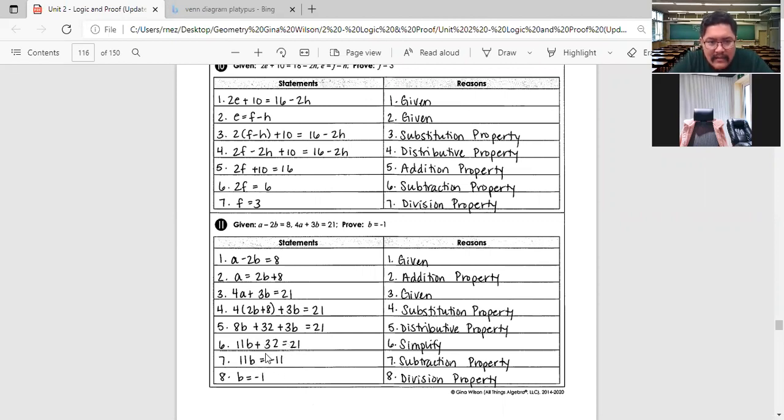11b, and then let's see what happened here, subtraction. So it looks like we subtracted 32 from both sides. Subtract 32 and you get negative 11 here and 11 there. And then divide both sides by 11. So since we divided both sides to get to step 8, we use our division property.